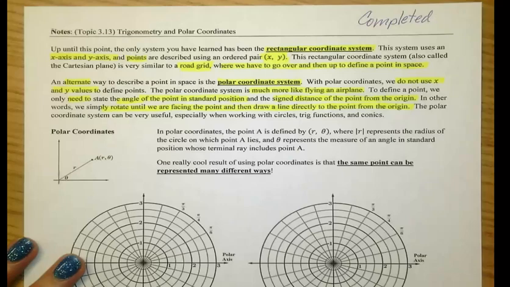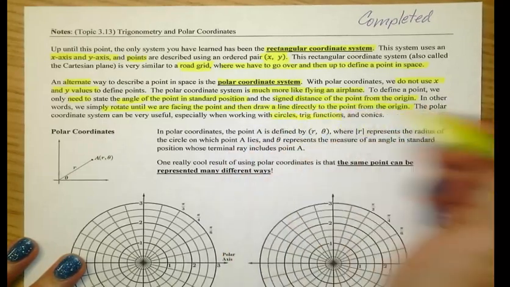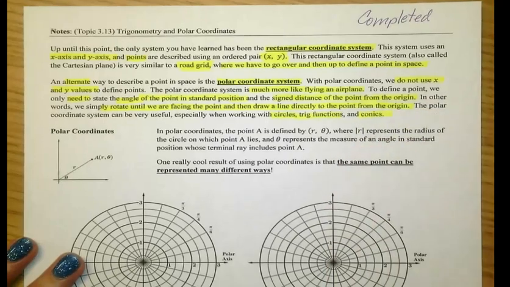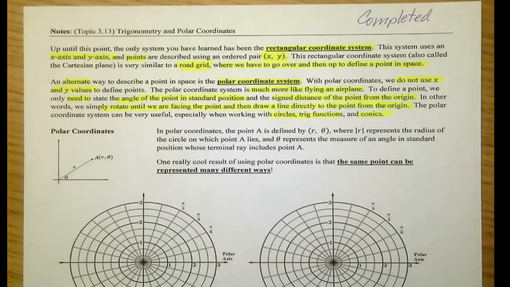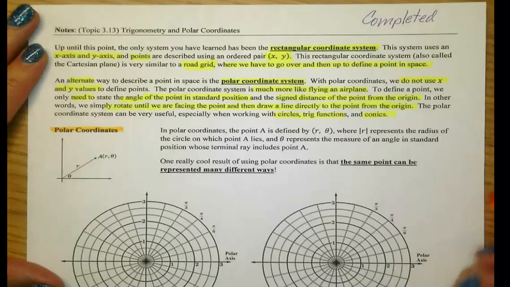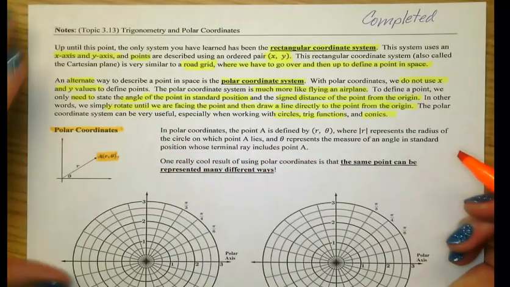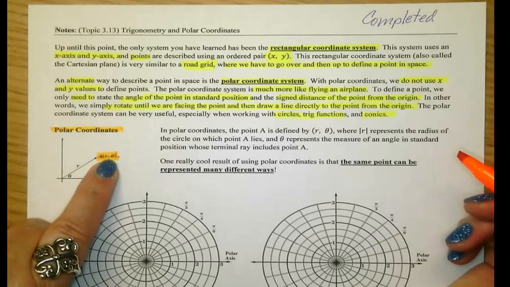Polar coordinate systems can be really useful, especially when you're working with circles and trig functions, conic sections, things like that, where we have not just our traditional x-y direction or position to get there. So we're going to start first by looking at what polar coordinates are, and that's a big part of what today's lesson is. And so we have our polar coordinates, and the polar coordinate is this point here, A, on your graph, and notice it says r, theta.